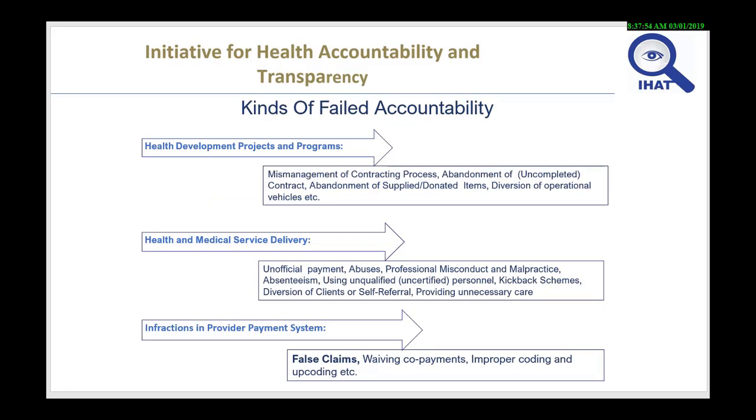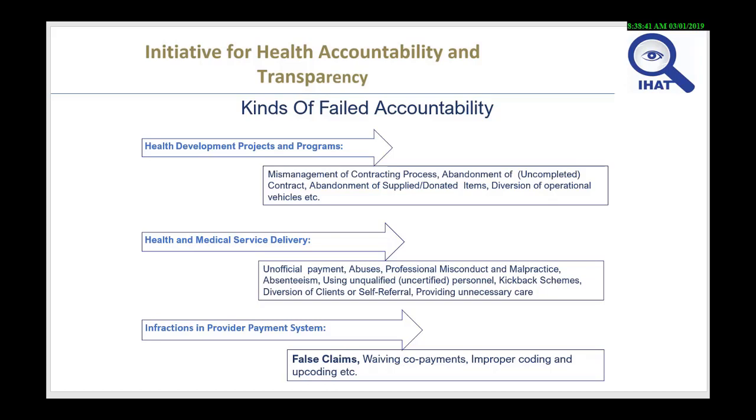Now, the kinds of failed accountability, we can group them into three classes or categories. The first has to do with health development projects and programs. And many examples are in the area of mismanagement of contracting process. In many contract processes, there are infractions. The other aspect has to do with abandonment of uncompleted contract. See uncompleted facilities, they are everywhere. It also has to do with abandonment of supplies and donated items. It's not unusual to go to CPOS or even stores and you see supplies and donated items that are not being used.